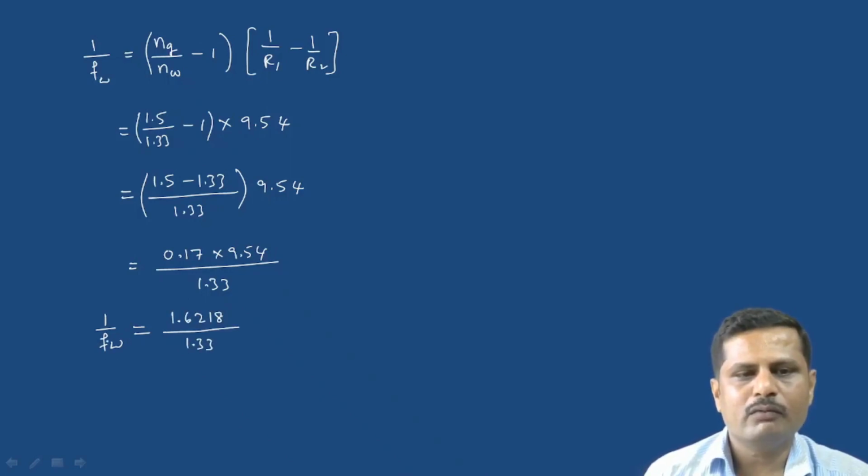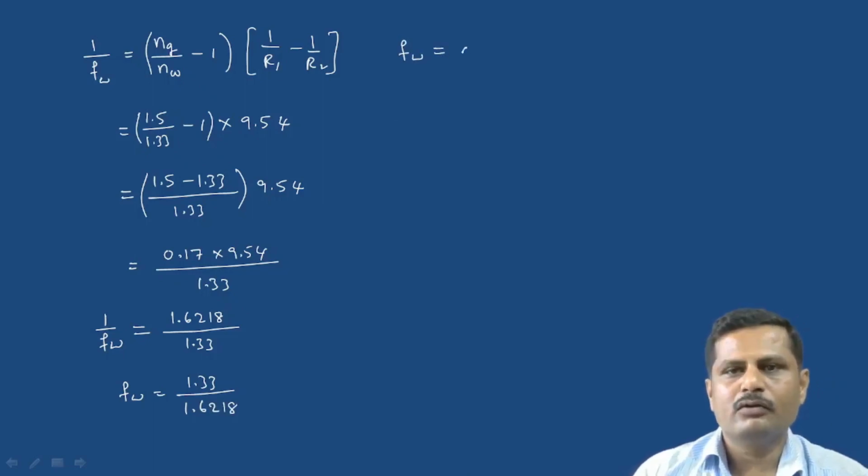Actually what we want is f, that is f equals 1.33 divided by 1.6218. The 1.33 divided by 1.6218 becomes 0.82 meter. This is the focal length of the lens when we place it in the water.